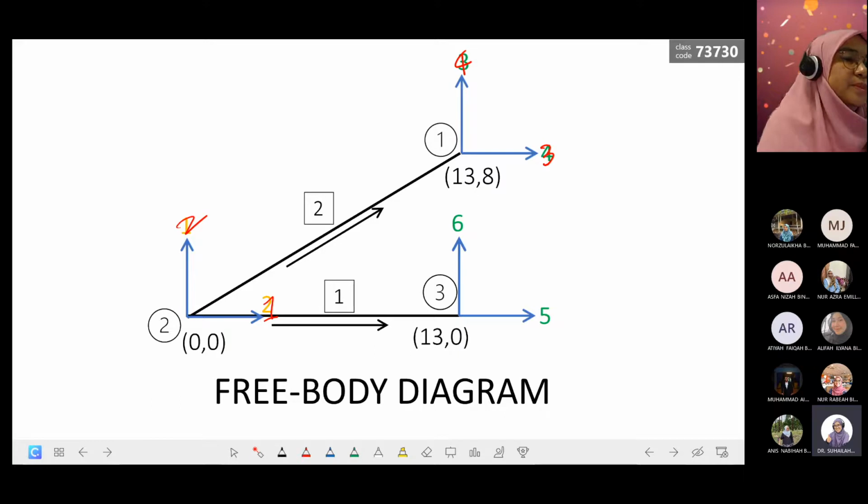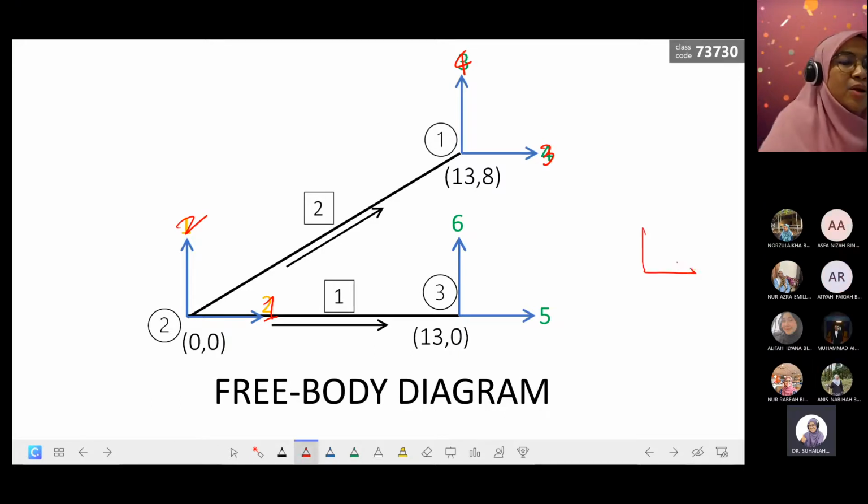Okay, no problem. 1 2 3 4 5 6. So basically when we have a full one like this, we put X first, then Y.